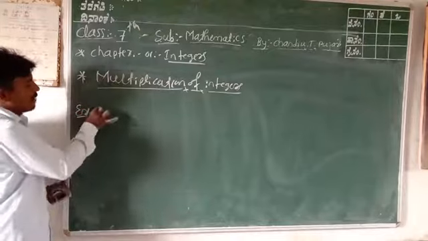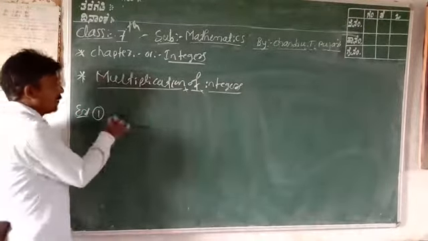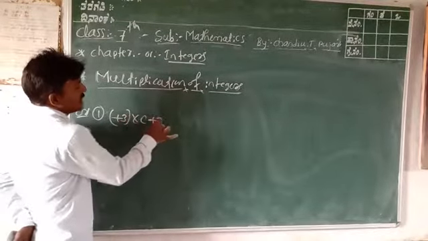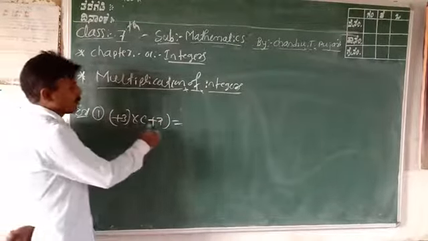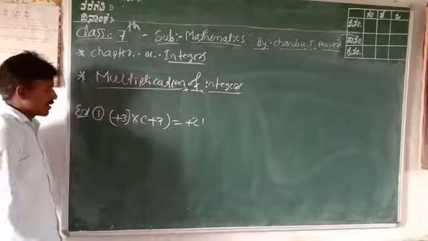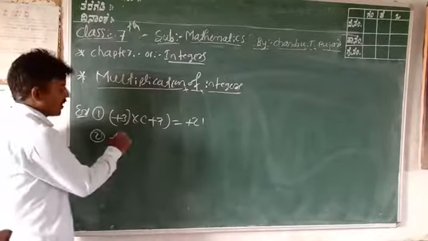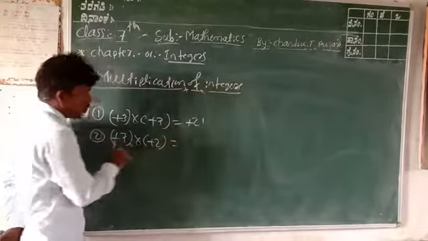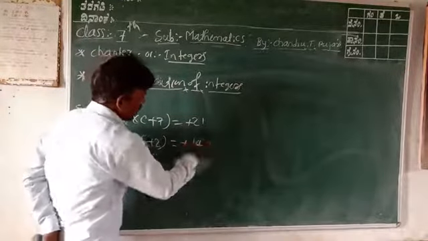Example number 1, multiplication of integers. First of all, only positive integers multiplication. Plus 3 into plus 7. Plus into plus is plus. Therefore, 3 7s are 21. That example is over. Example 2 is again the same, positive integers: plus 7 into plus 2. Plus into plus is plus, 7 2s are 14.